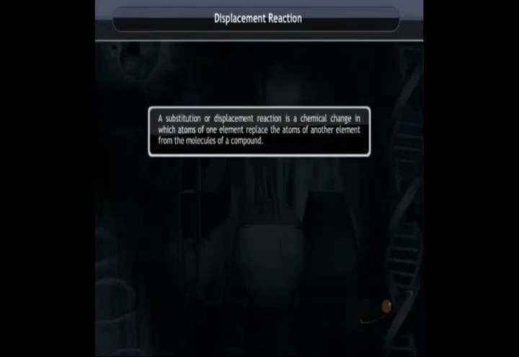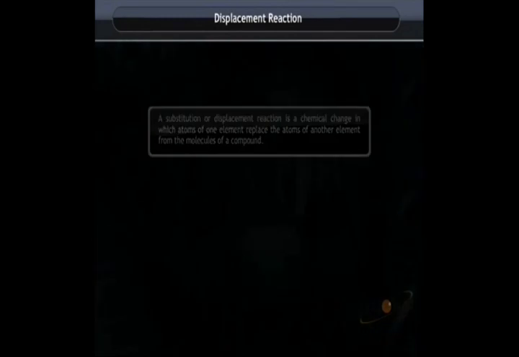Displacement reaction. A substitution or displacement reaction is a chemical change in which atoms of one element replace the atoms of another element from the molecule of a compound. Remember this definition. You have learned from the examples, right?